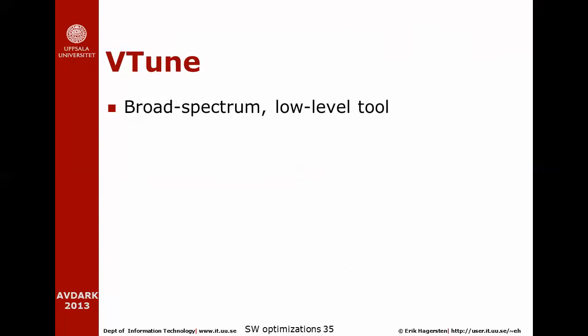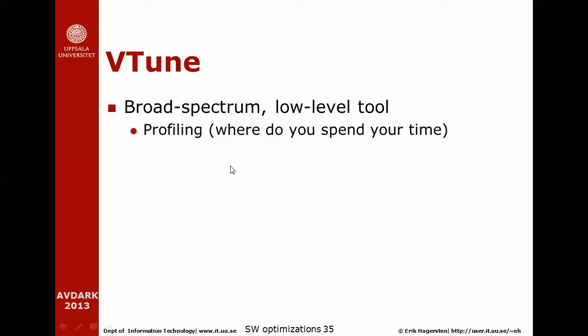So first, let's look at Vtune. Vtune is what I call a broad spectrum low-level tool. It helps you find lots of different problems, not just cache-related problems. It's a low-level tool in that it presents statistics about specific hardware units and hardware events and lets you yourself try to figure out what the problem is.